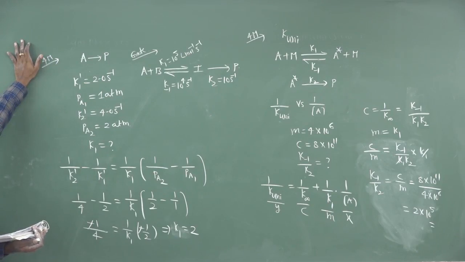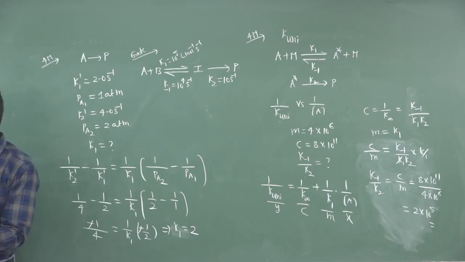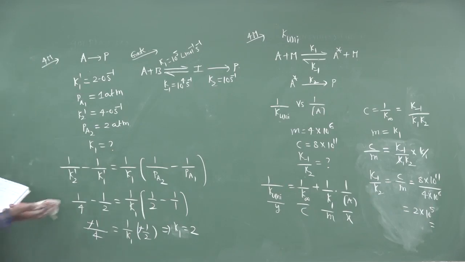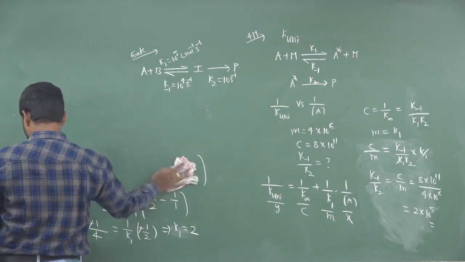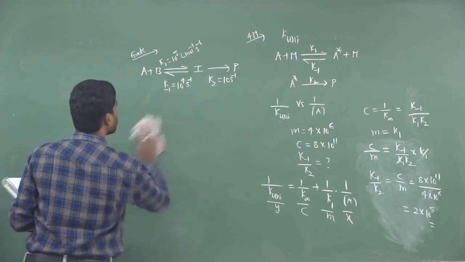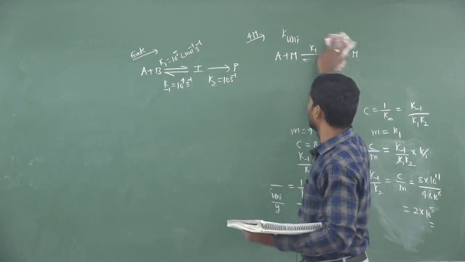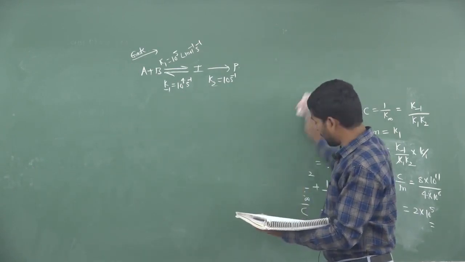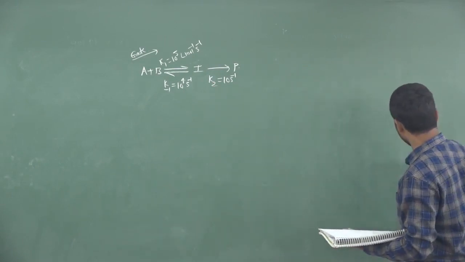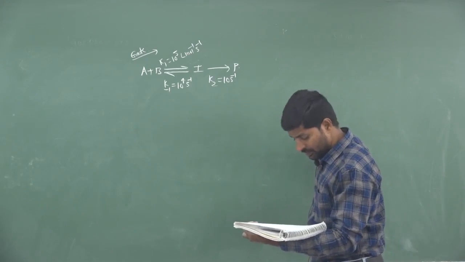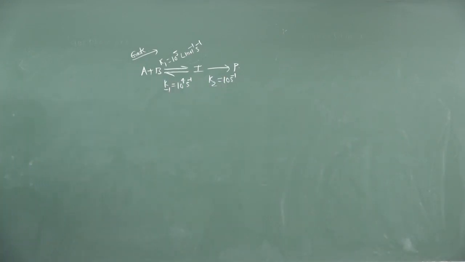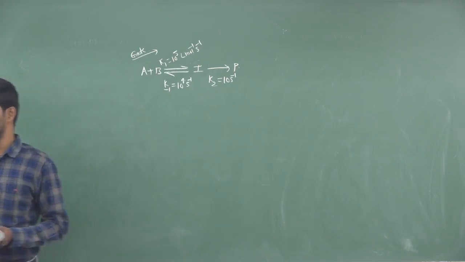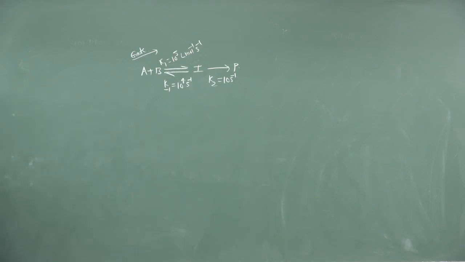The steady state approximation can be applied on the concentration of I. The observed rate constant of product formation will be?